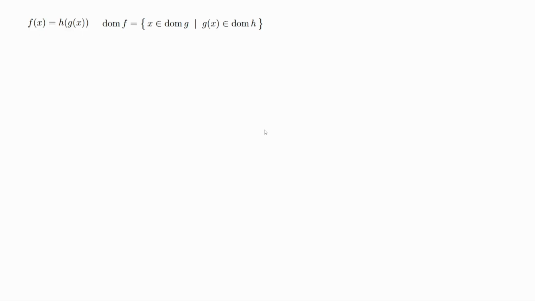Okay, so now we have all that under our belt. Let's extend it to the vector case. So here, g maps R^n to R^k, and h maps R^k into R. So f, the composition of h and g, maps R^n to R.